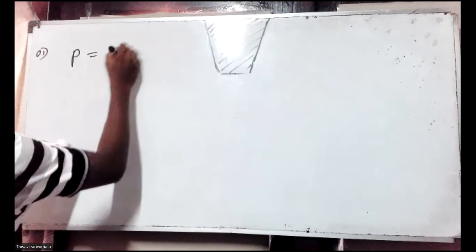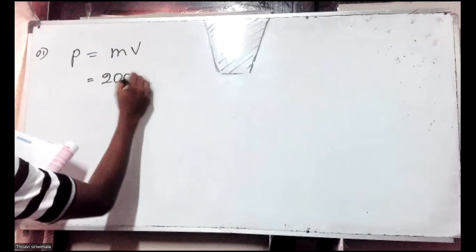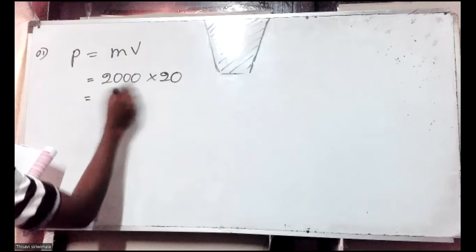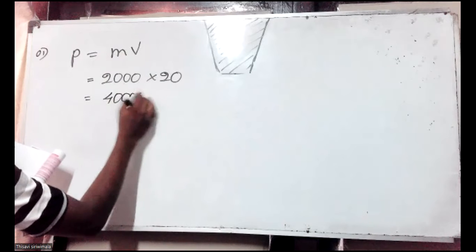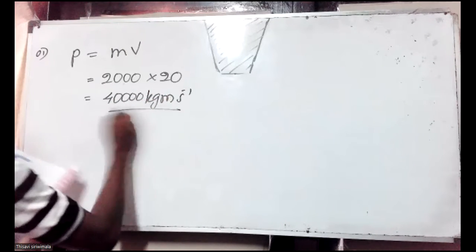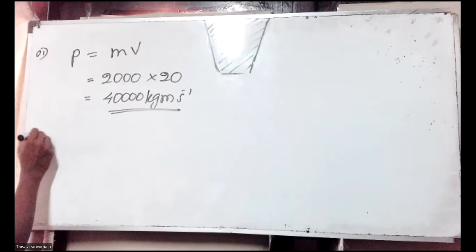What is the momentum of a body of mass 2000 kg moving at a velocity of 20 ms minus 1? P equals mv, mass 2000 into velocity 20. Since it is momentum, P equals mv, kg ms minus 1 is the unit.